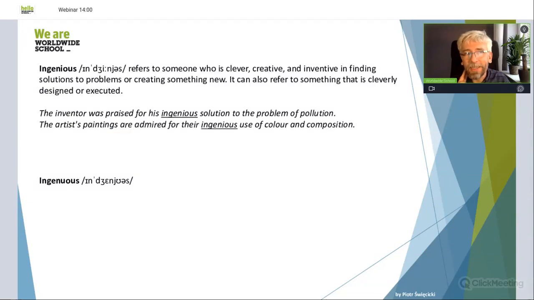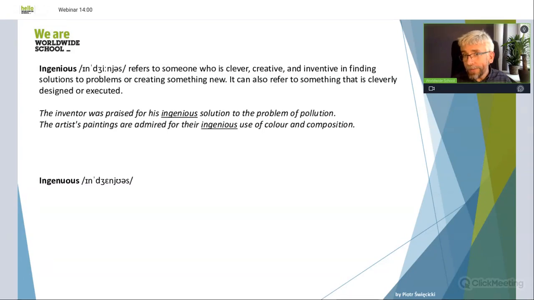So let's see. Ingenious refers to something or someone which is clever, creative, inventive in finding solutions to problems. It can also refer to a cleverly designed or executed something. So the inventor was praised for his ingenious solution to the problem of pollution. The artist's paintings are admired for their ingenious use of color and composition. Ingenious. What an ingenious idea.